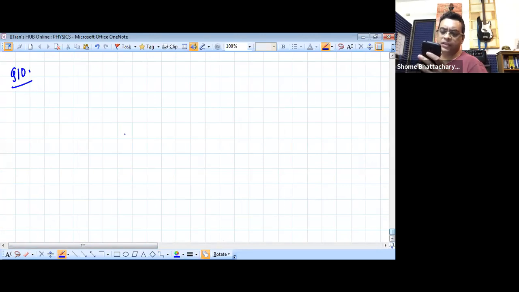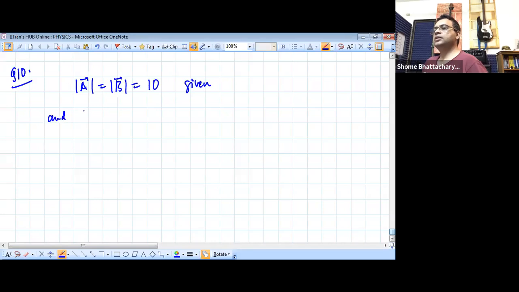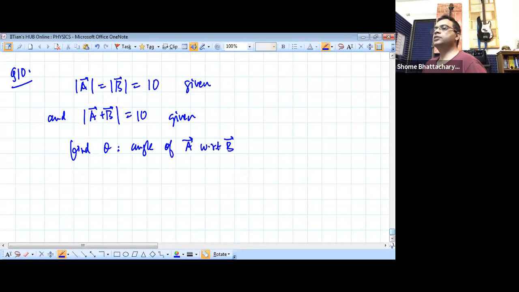It says the resultant of two vectors of equal magnitudes of 10 each is also 10. So let us say two vectors are there whose magnitudes are equal and they are 10. This is given. And also that the resultant's magnitude, that is the magnitude of A plus B, is 10. This is also given. So now from this, what we have to do? We have to find the angle between the two vectors and the angle that the resultant makes with each of the vectors. So we want to find theta, that is the angle of A with respect to B. That is the angle between the two vectors A and B.